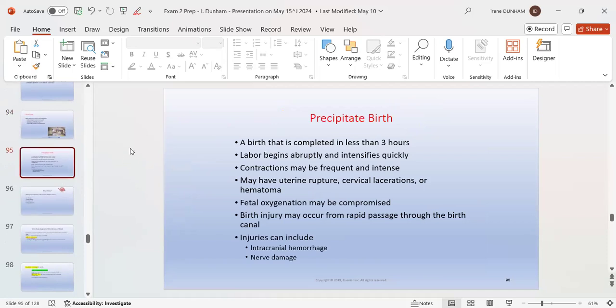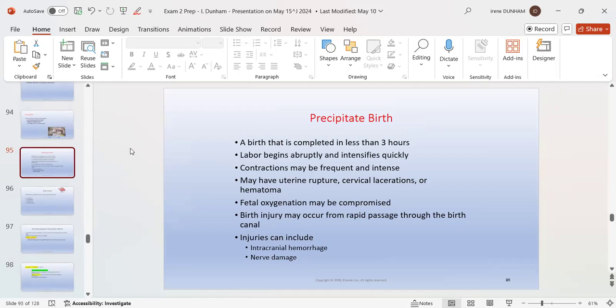Let's talk about precipitous birth. Okay. What's a precipitous birth? Birth that happens like less than 3 hours. Right. Now, can there be complications related to this precipitous birth? Hemorrhage. Yes, complications, both to mommy and baby.